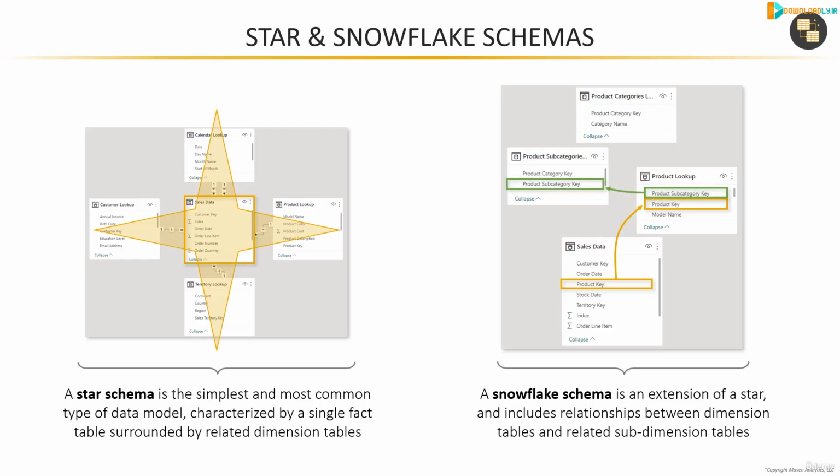And by the same logic, that product subcategory table has a foreign key called product category key. And we have another lookup table called product categories lookup that's at the category level. So that means we can create a relationship between those two dimension tables based on that product category key field. So this represents that chain of relationships that I described, where we're connecting dimension tables to related subdimension tables.